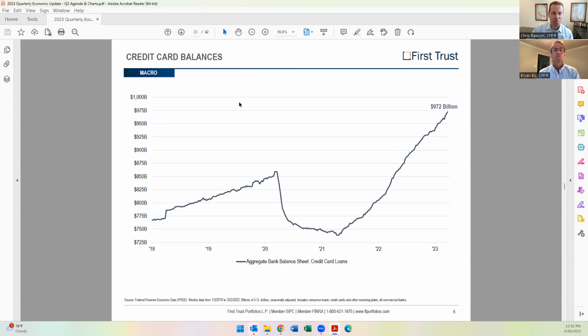I put this in here on purpose because this to me is an example of data mining. First Trust gives us a lot of good data, and I appreciate their data. But when you look at this chart, which is credit card balances from 2008, they've risen. Here's COVID stimulus, people paid down their credit card debt. Good decision. But then you see this, and to me, what I see is fear, doom, and gloom.